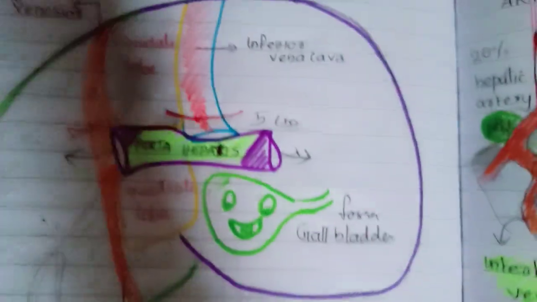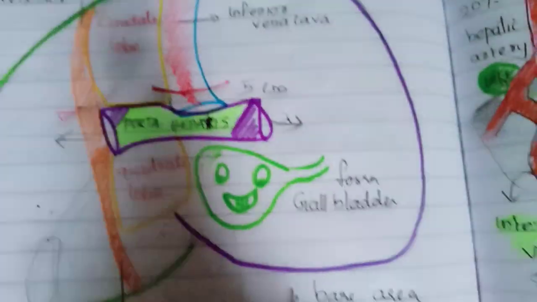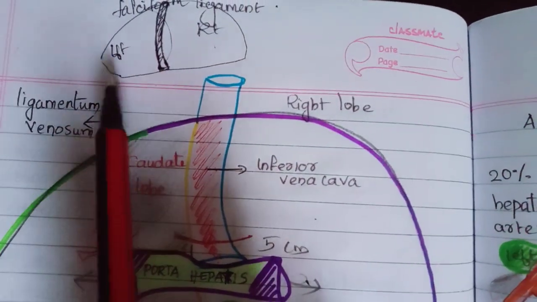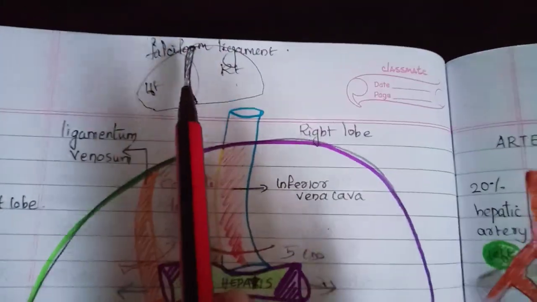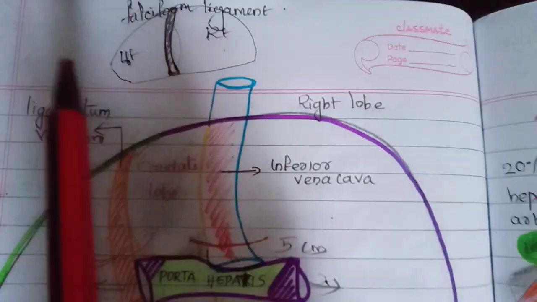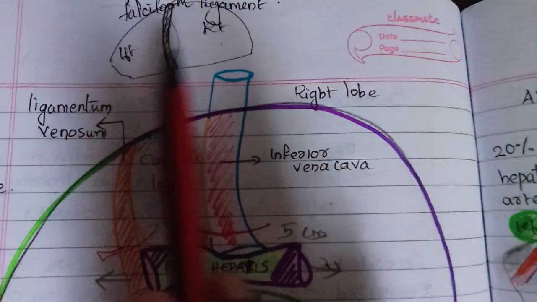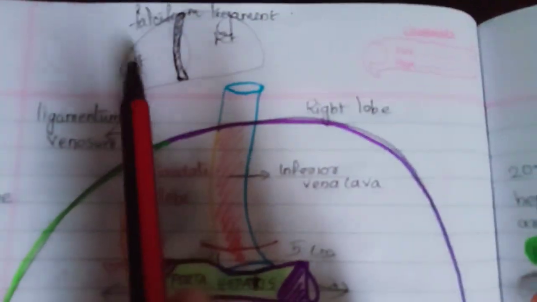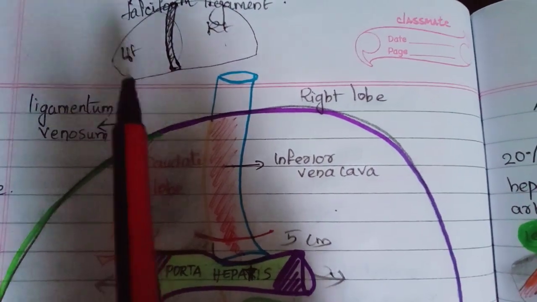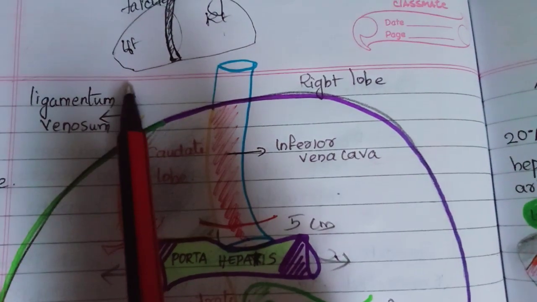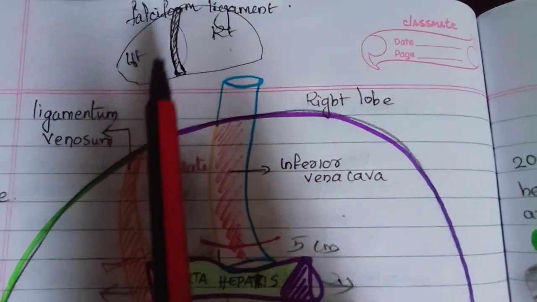Then we are going to deal with the lobes of the liver. The liver has 2 lobes, the right lobe and the left lobe. Here we have 2 pictures. This is the anterior view, which means the front view. This is the back view of the liver. In the front portion, the right and left lobes are divided by a ligament called the falciform ligament.